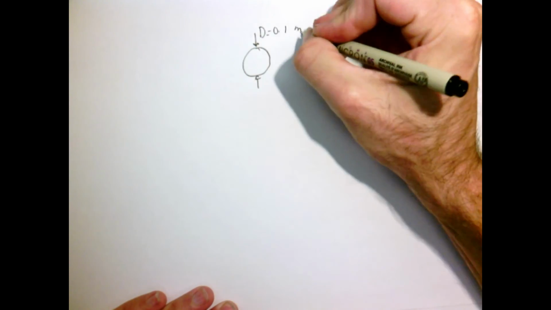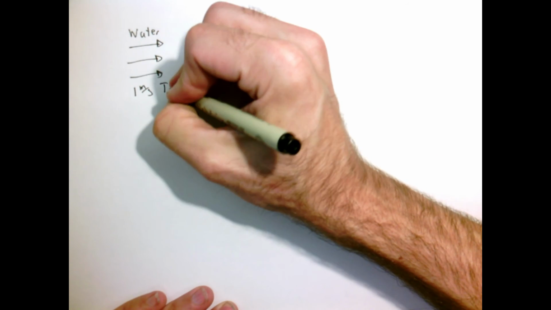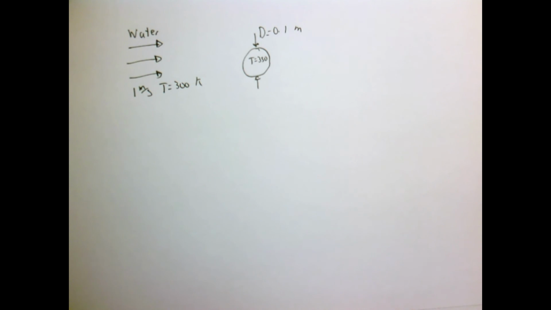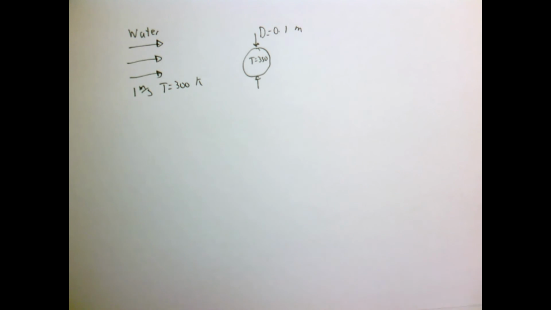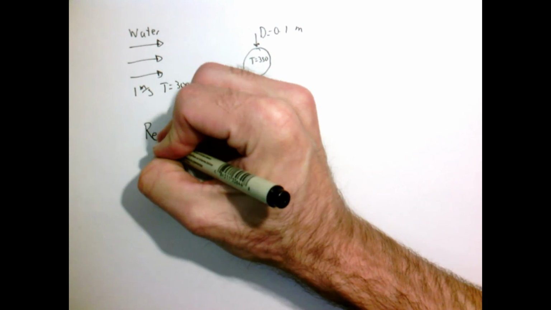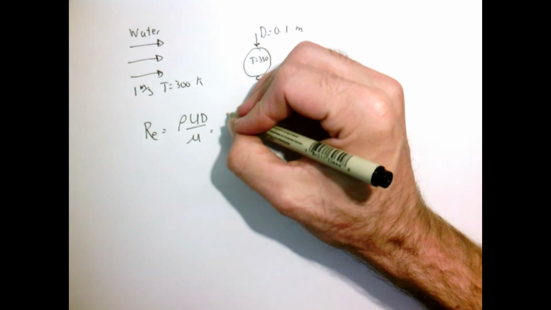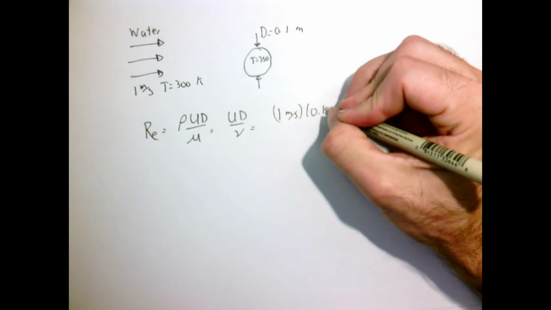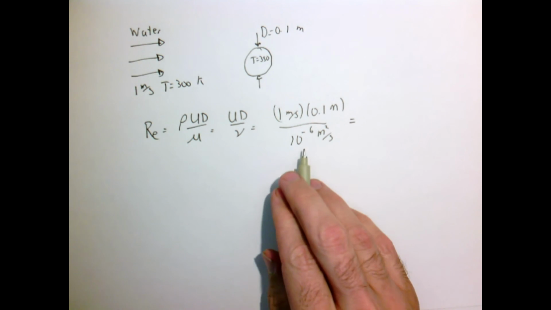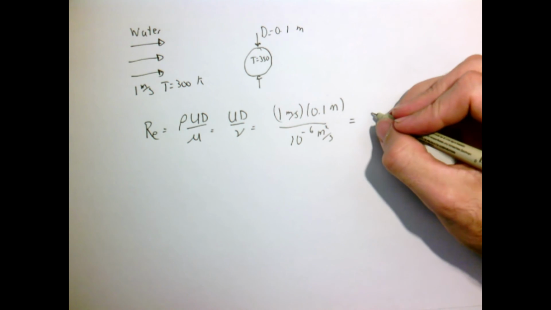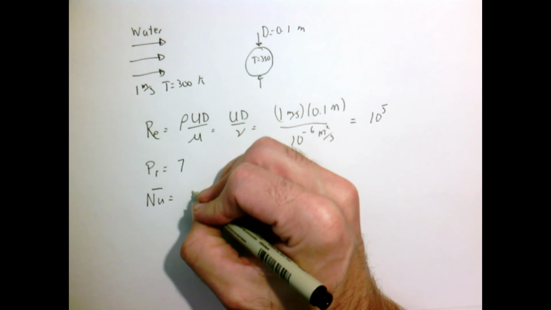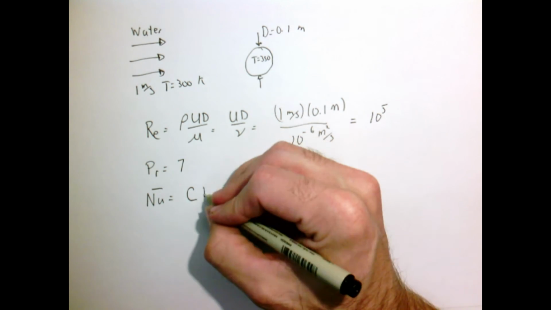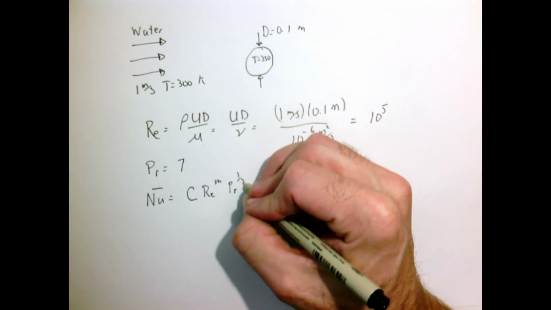So we're going to have a cylinder with a diameter of 10 centimeters or 0.1 meters. We're going to immerse it in water, and we're going to flow water over it at 1 meter per second. We'll imagine that we can hold the cylinder hot at a fixed temperature of 350 Kelvin, and our water that flows over it will be at a fixed temperature of 300 Kelvin. Kinematic viscosity of water is about 10 to the minus 6, so our Reynolds number is about 10 to the 5. Prandtl number for water is about 7. So if you recall, our empirical formula has a form, some constant C times Reynolds to the m, Prandtl to the 1/3.